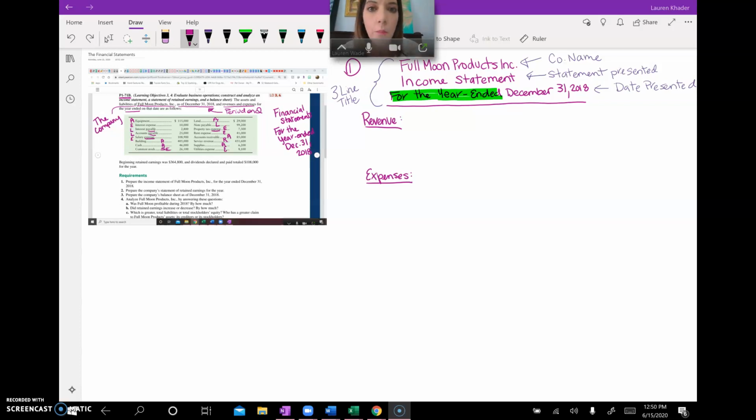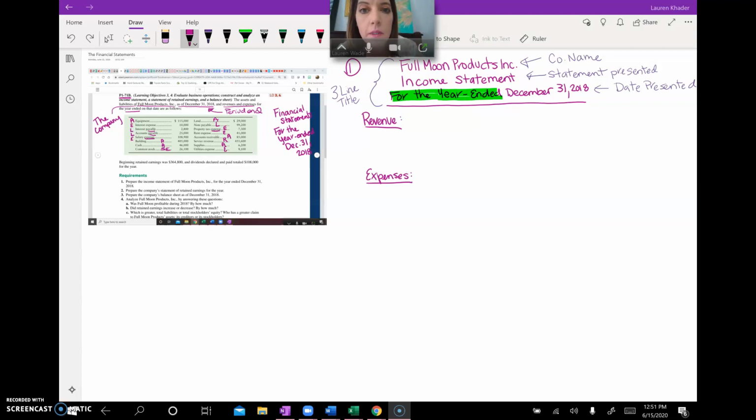So business operations, what are we incurring? Our employees are working for us. They're earning salaries and wages. We're using the electricity. We're incurring utilities expense, etc. And we're going to be calculating net income.